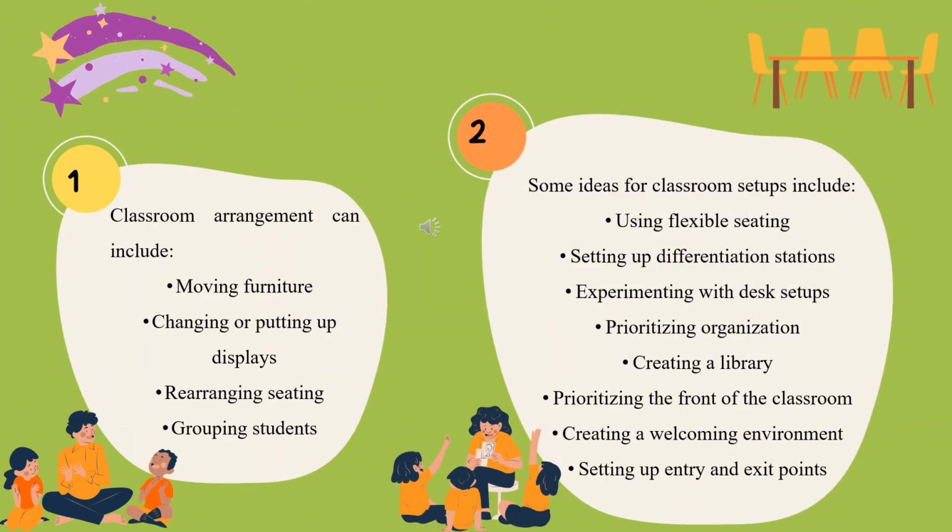For a better classroom arrangement, it includes moving furniture, changing or putting up displays, rearrangement of seating, and grouping students. Some ideas for classroom setup include using flexible seating, setting up different stations, experimenting with desk setup, prioritizing organization, creating a library, and creating a welcoming environment for students with diverse needs.